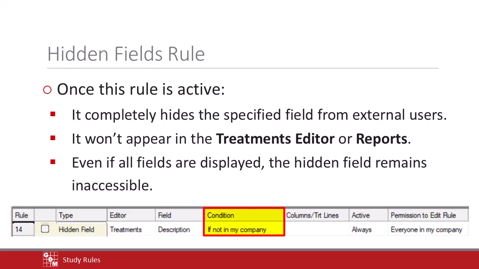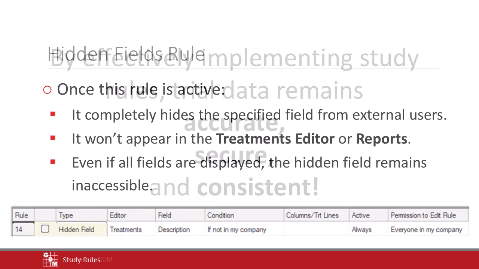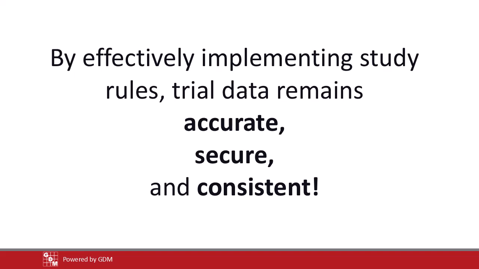The key to making this work is defining who should be restricted from viewing the field. You can control this in the condition setting by selecting "If not in my company." Note: the rule owner can still see the hidden information, but when the file is opened by another licensee outside of your company, the information will disappear. By effectively implementing study rules, trial data remains accurate, secure, and consistent.